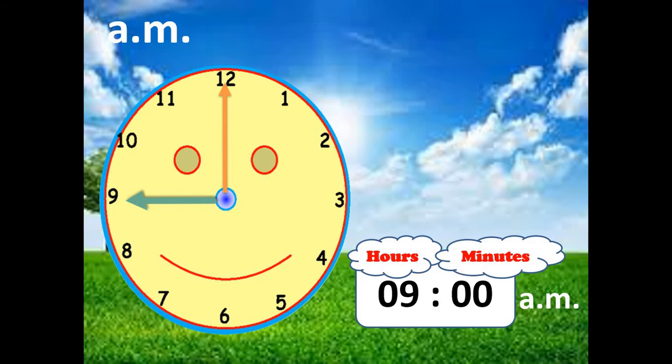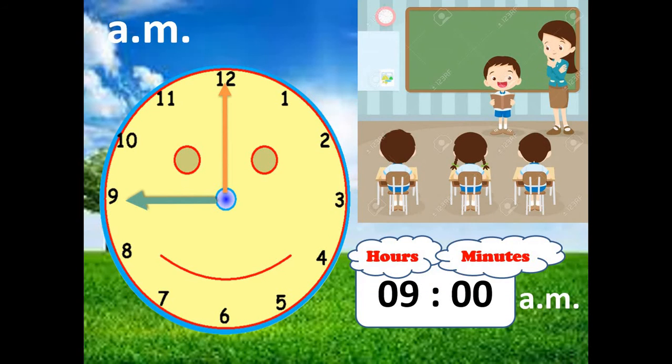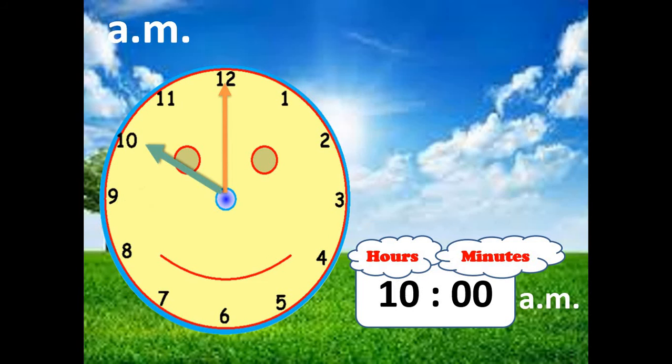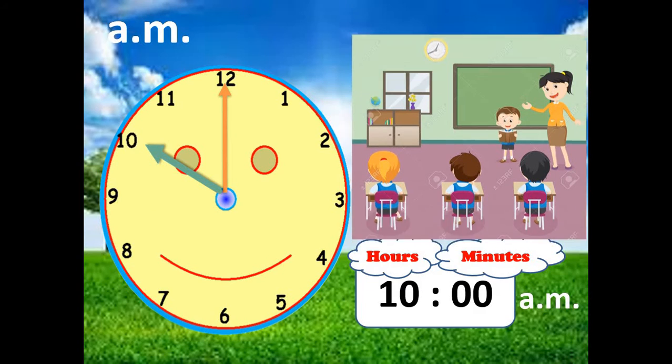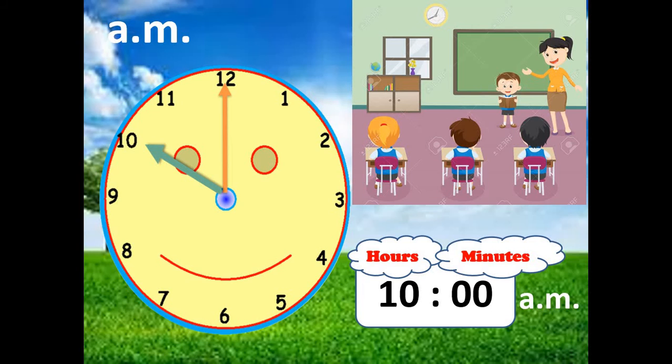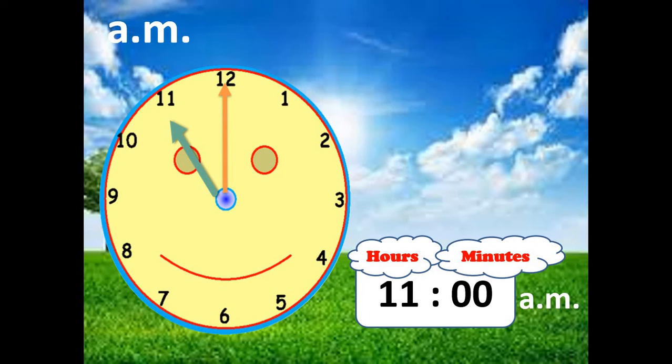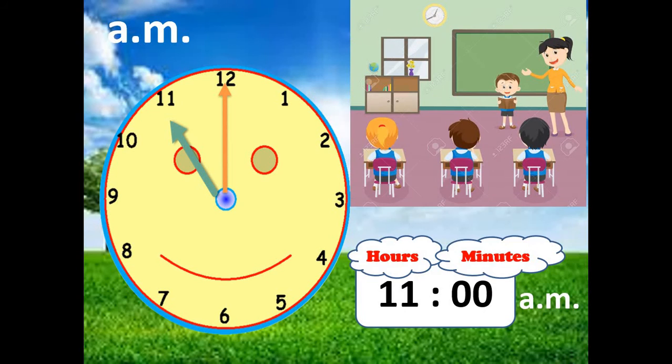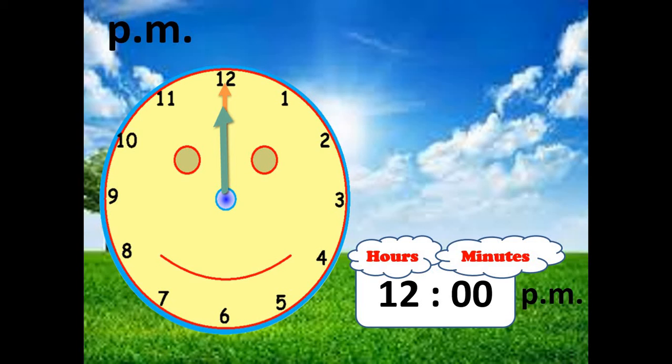What about 9 o'clock a.m. in the morning? You are at your class in your session. And 10 o'clock a.m., you are still in your class. And 11 o'clock a.m., at this time, where are you? You are still in your class taking your session. What about 12 o'clock? We are now at noon. After 12 o'clock, we call it afternoon, p.m. And we call it 12 p.m.